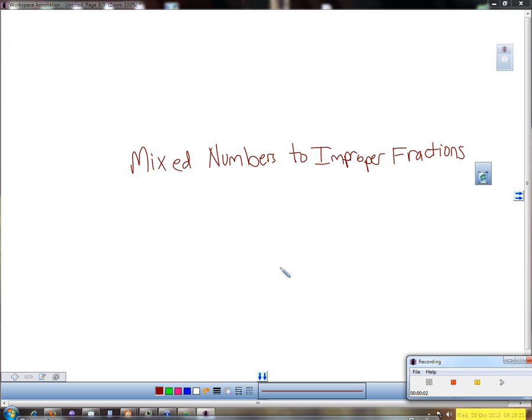Let's talk about changing mixed numbers to improper fractions and then improper fractions back into mixed numbers. First, let's remember what a mixed number is. A mixed number is a combination of a whole number and a fraction together. So in this case, our mixed number is 3 1/4. The whole number is the 3, and the fraction is 1/4.